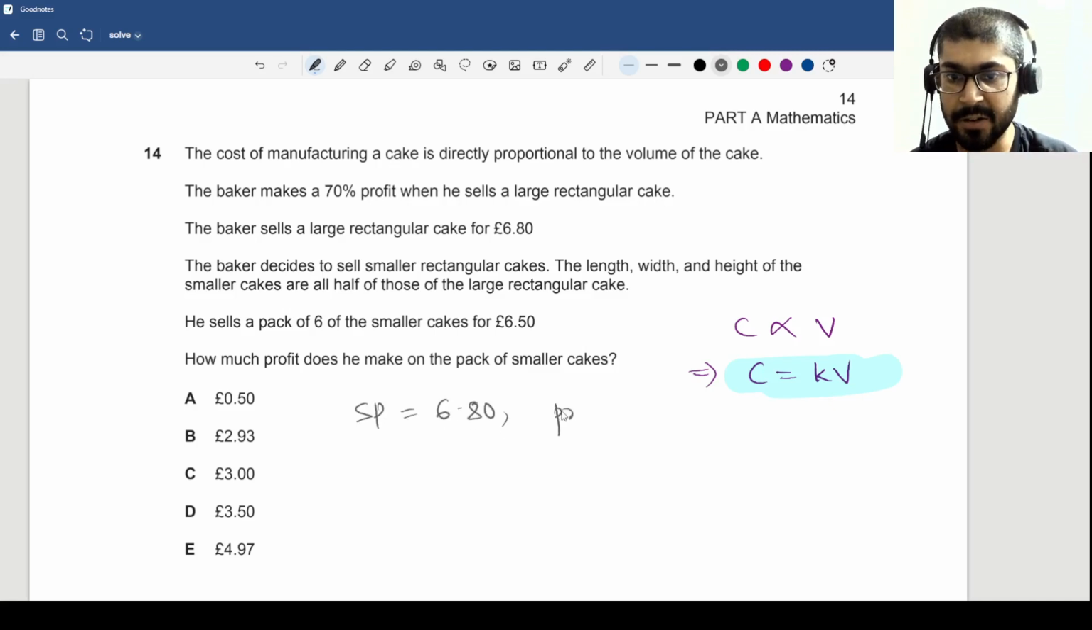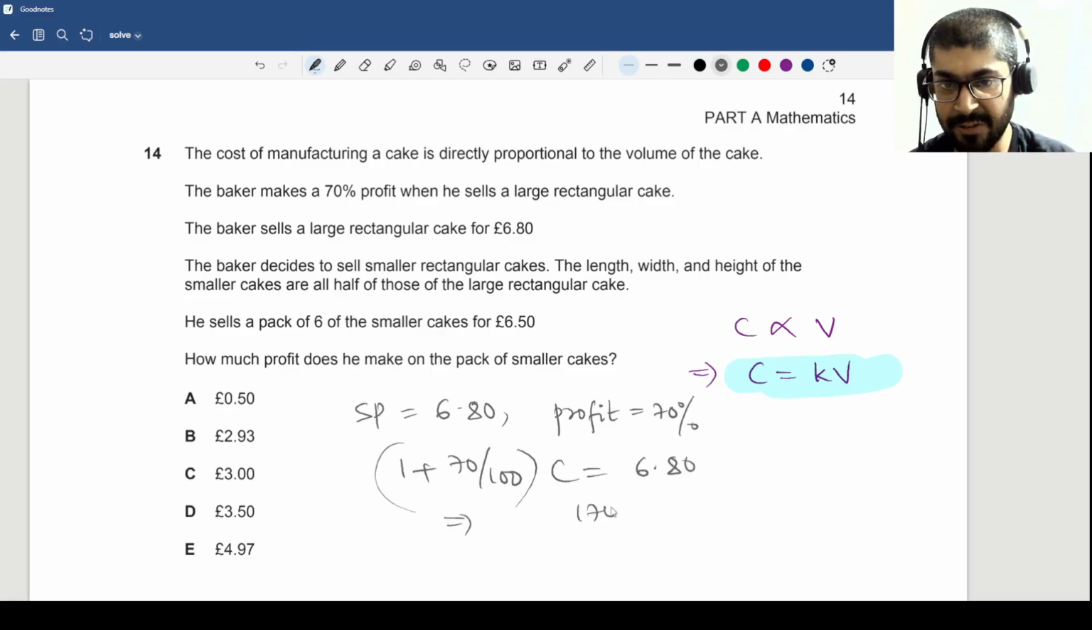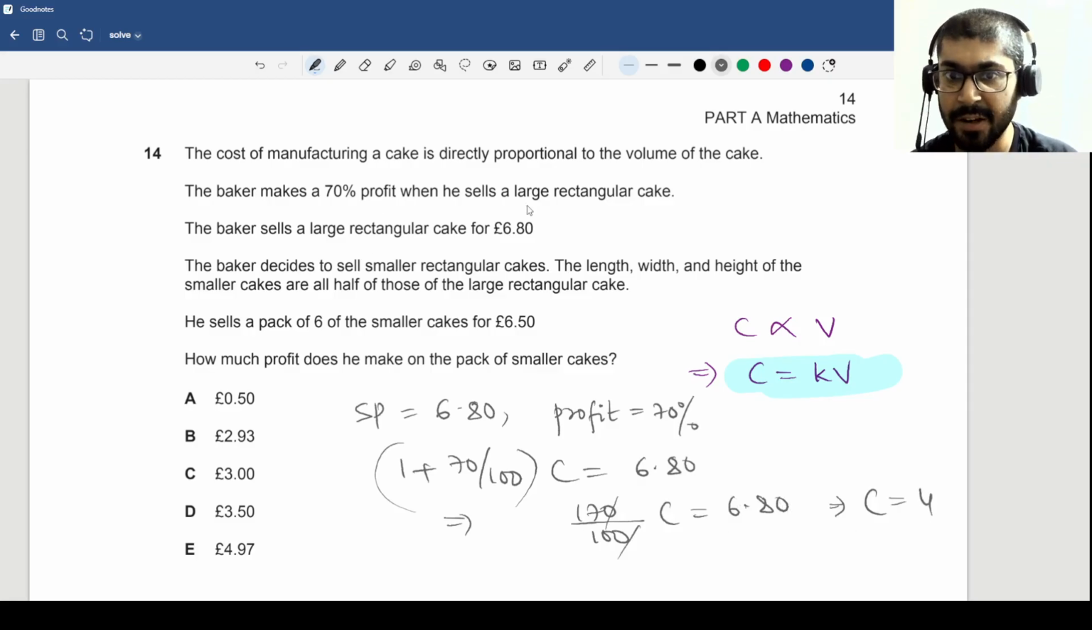And profit, that is 70%, right? So that means 1 plus 70 by 100 into cost is equal to 680. So this is basically 170 by 100 C is equal to 680. Now cancel this, multiply there, 680, C is 4, right? Because 17 by 4 is 68. So the cost here was 4 pounds, and then he sold it for 680.